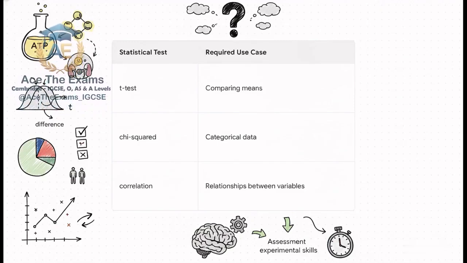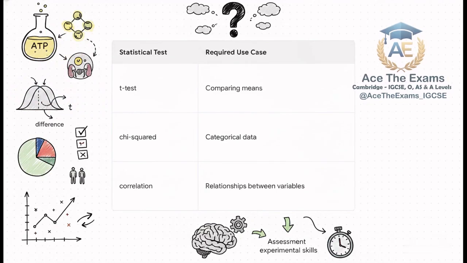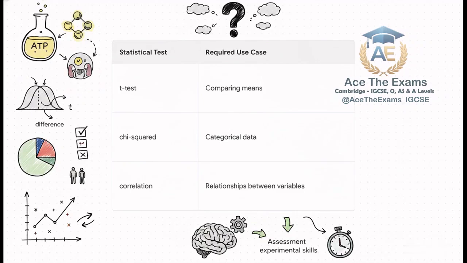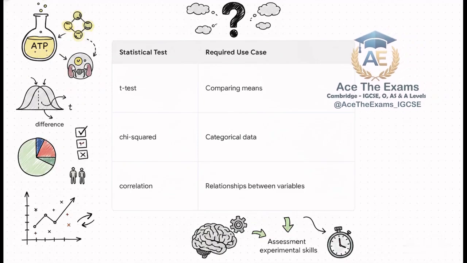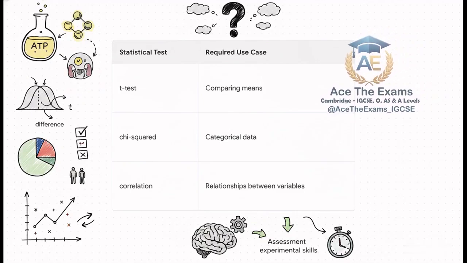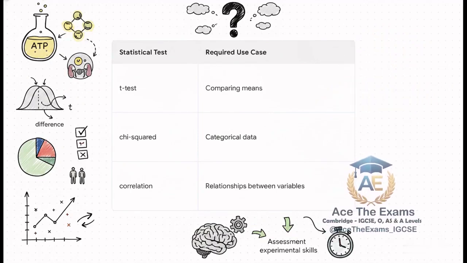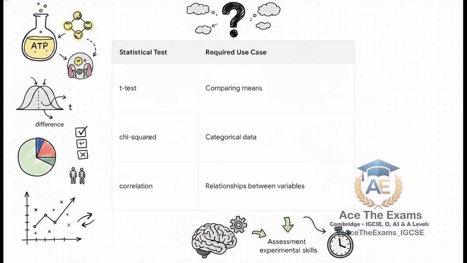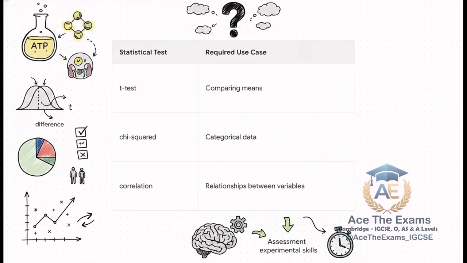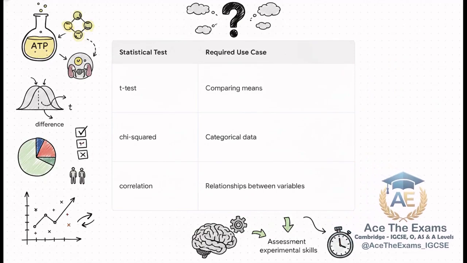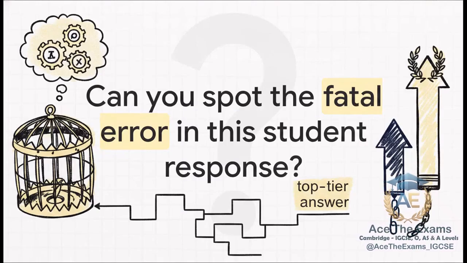Let's escalate this to experimental data, because your assessment objectives heavily target your ability to handle evidence. You must know your statistical matrix inside and out. So if you're comparing the mean ATP yield of two entirely different cell types, that's a t-test. Looking at categorical data, like the strict presence or absence of a specific respiratory enzyme, that is chi-squared. Or maybe you're tracking the rate of ATP production as the environmental temperature steadily rises. Well, that's a correlation test. Choosing the wrong tool doesn't just look bad, it completely invalidates your entire analytical process in the eyes of the examiner.